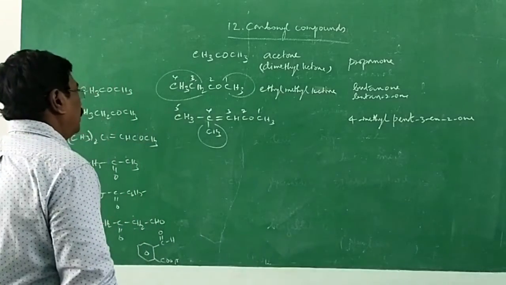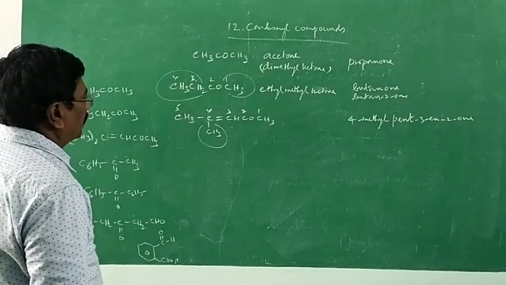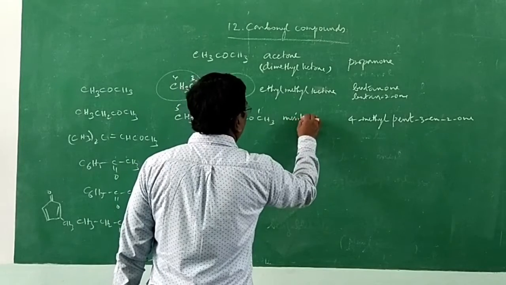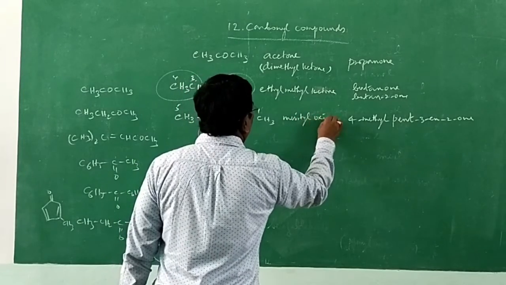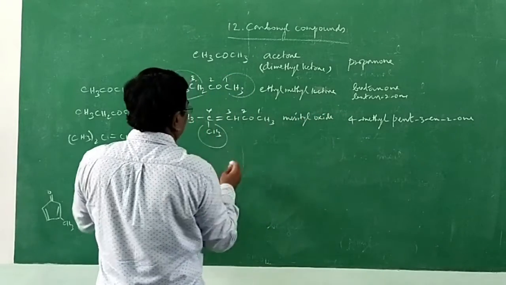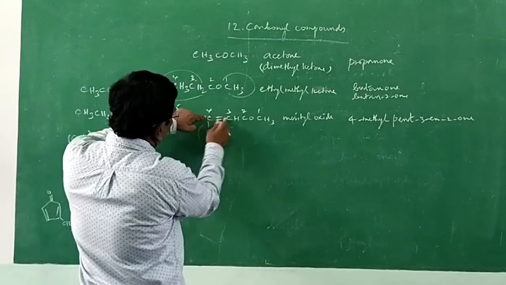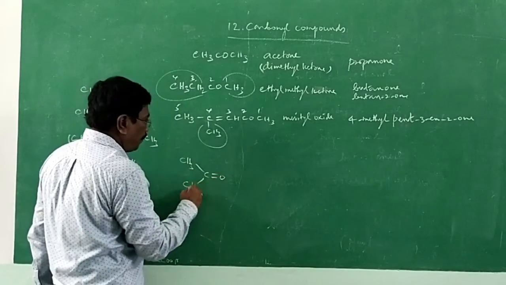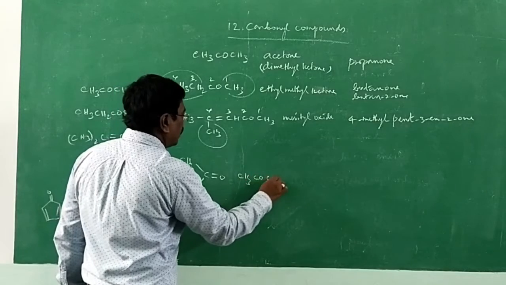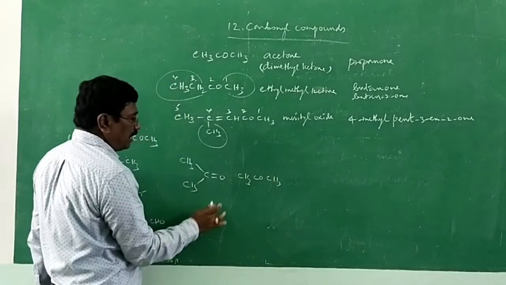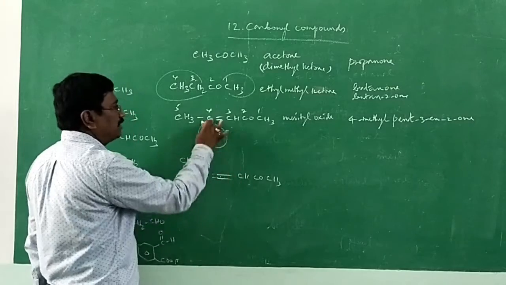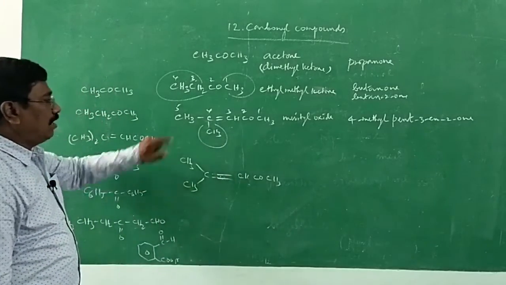Alright, and the common name is mesityl oxide. This compound we get when 2 acetone molecules get fused. CH3COCH3, CH3COCH3. These are the 2 acetone molecules. When they get fused, removal of water, H2O, a double bond forms. This is the compound, mesityl oxide.